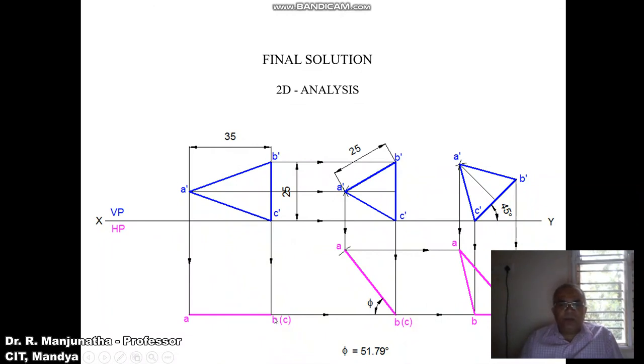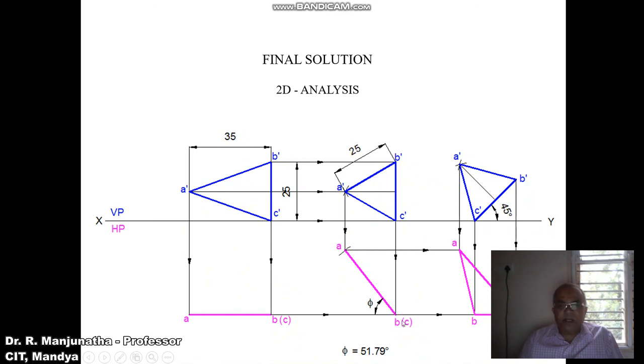Then you take the distance from B to A of the first position top view, with B as center, cut an arc on the vertical projector drawn from A dash in the second position front view, so that you will get this point A. Once you mark the point A, join A to B with a dark line.